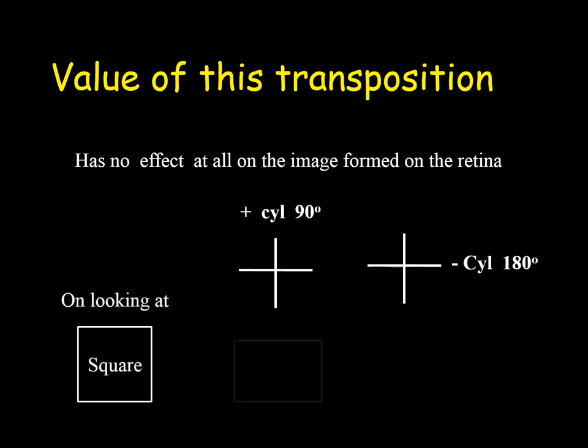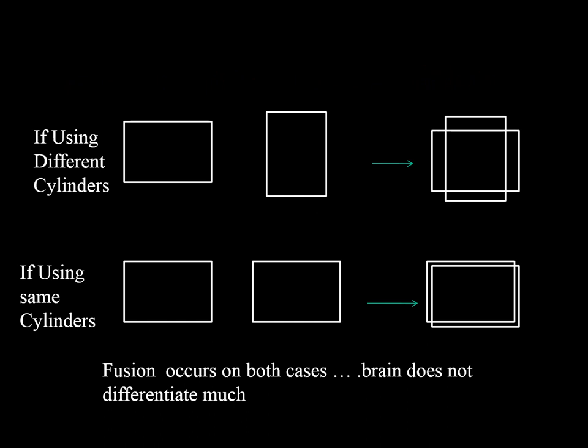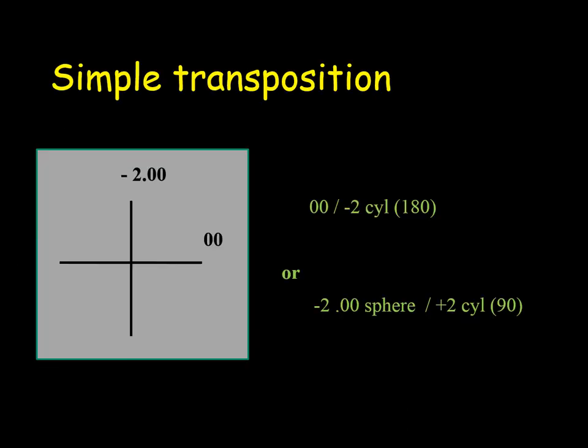On looking at a square, it will be like that. If we use different cylinders, it can be like this. If we use the same cylinder, it can be like this. But in both cases, the brain can fuse the two images and the patient will not suffer anything. The only thing is, we don't want the optician to mistake the reading.